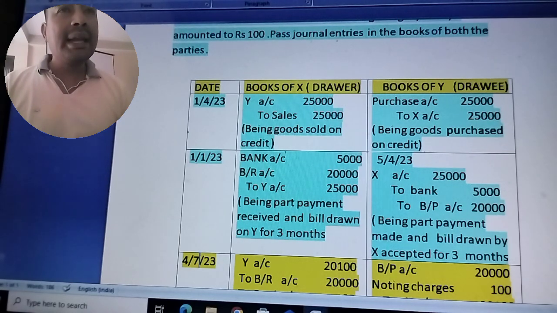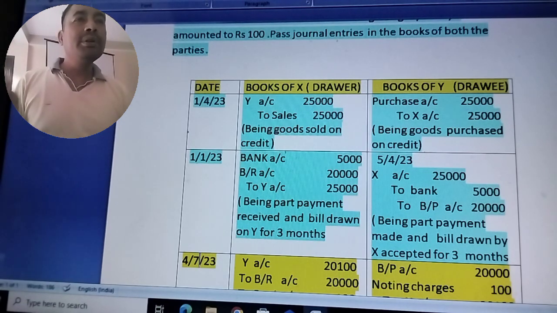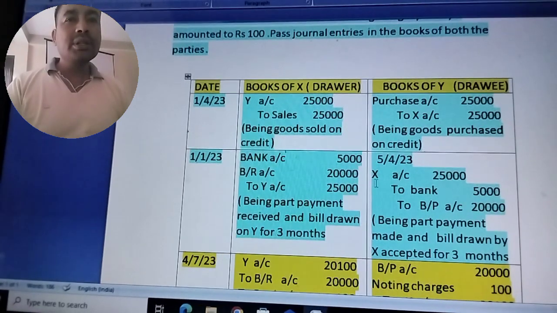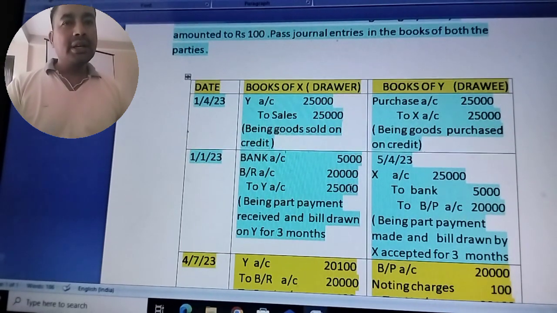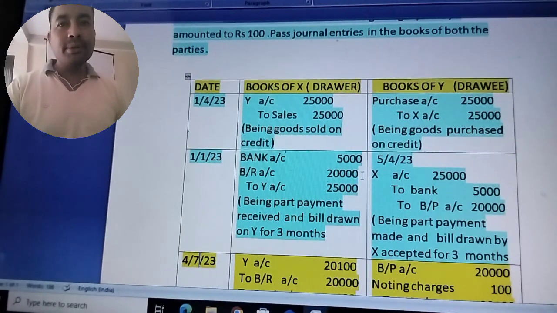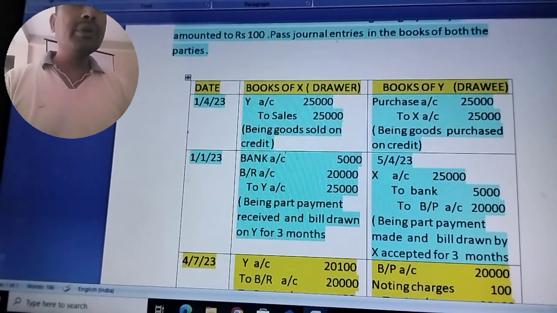But for the remaining balance, that is 20,000, the bill has been drawn on Y. So when a bill is drawn, in the books of the drawer, what will be the entry? Bills receivable to drawee. So for 5,000, bank to Y's account, and for 20,000, bills receivable to drawee, that is Y. So the combined entry will be bank account debit, bills receivable 20,000 debit, to Y account credit. Separately, if you pass separate entries, then first entry will be bank account to Y's account only for 5,000, and the next entry will be bills receivable to Y account only 20,000, being part payment received and bill drawn on Y for 3 months. Okay.